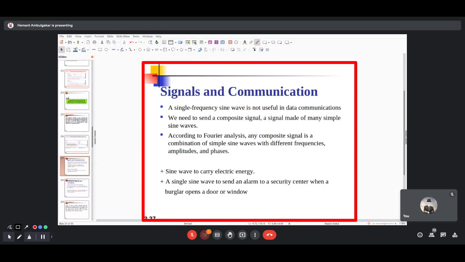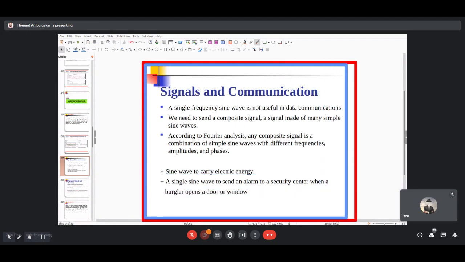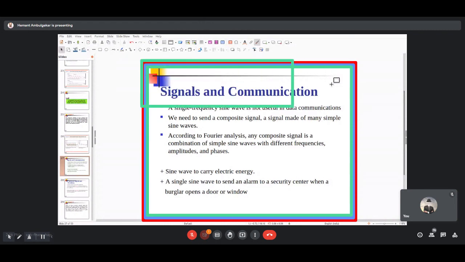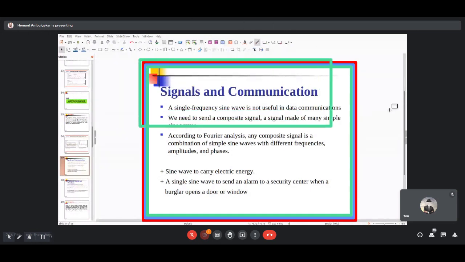So we know that the sine wave is a representation of a signal, right? But this sine wave is not useful in data communication. A single sine wave is not useful.